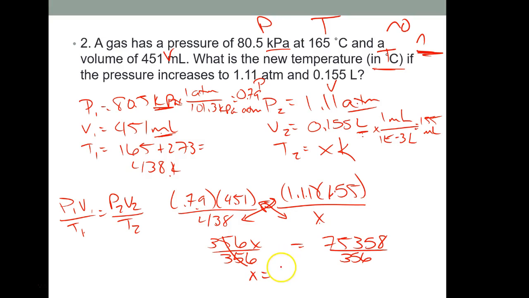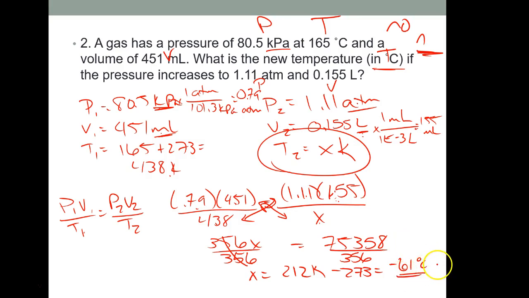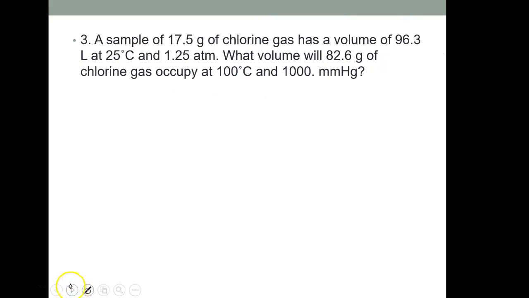And I get 212. Okay, and again, remember what I was looking for, the Kelvin temperature. In order to figure out the temperature in Celsius, anytime I'm doing this gas law, it has to be in kelvins. But once I've done the gas law, all I have to do is subtract 273, and I can find the temperature in Celsius, negative 61 degrees C. And yes, it is possible to have negative Celsius temperatures, not negative Kelvin. Kelvin stops at 0, but negative degrees Celsius is possible.